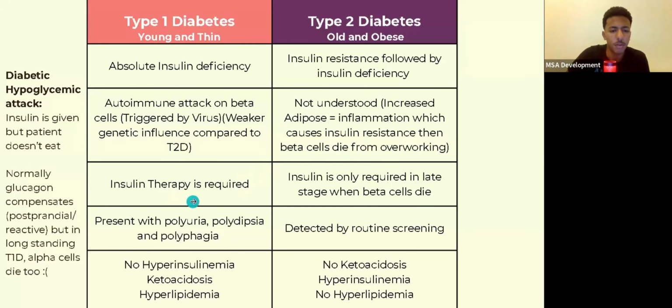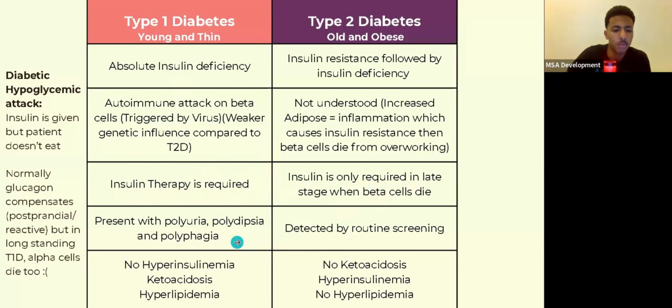And then you have insulin therapy required for type 1. Always. Like type 1, you have to give them insulin. Type 2 is different. Insulin is only required in the late stage. Because as we said, in the beginning, even though there is some insulin resistance, it's being compensated by the overproduction of the beta cells. Once the beta cells begin dying, that's it, you have to give insulin.